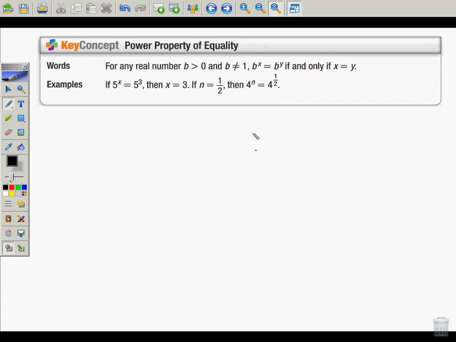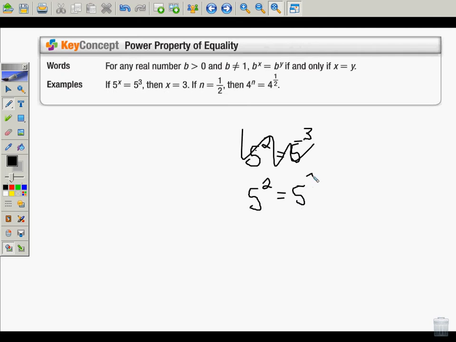Well, that makes sense, because if I had 5 raised to the second equals 5 raised to the third, obviously that wouldn't be true because I can't raise 5 to the second and 5 to the third and get the same thing. The only way that would be true is if I had 5 raised to the second equals 5 raised to the second.